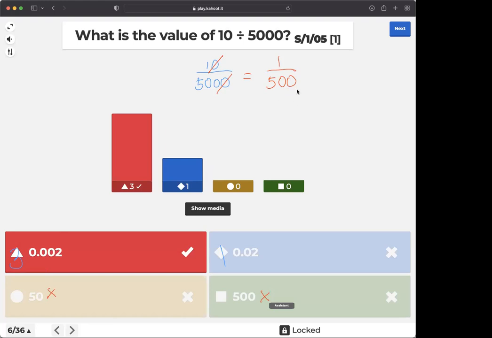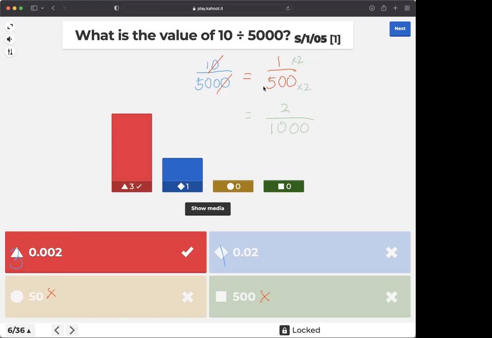So 1 over 500, is it the red answer or the blue answer? There are many ways of doing this. You can do the long division, but dividing by 500 is not easy. So what I can do is, I want to make the denominator to have the nearest 10, 100, 1,000, and so on. So can I multiply by 2 on both sides? Once I do that, I'll get 2 over 1,000. Is that clear?